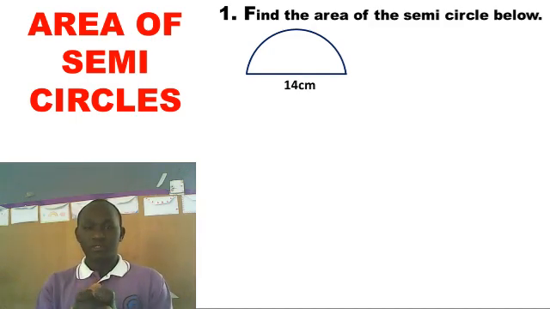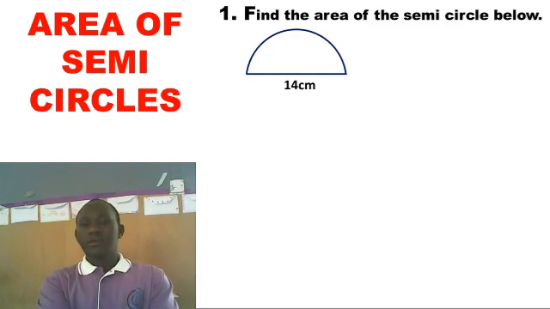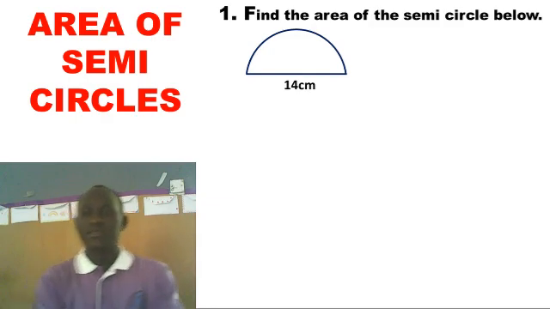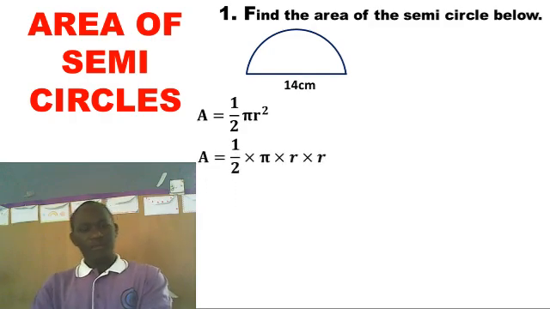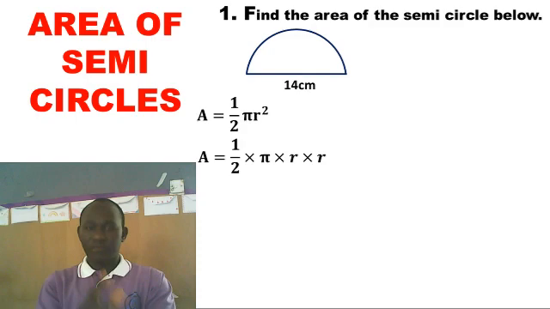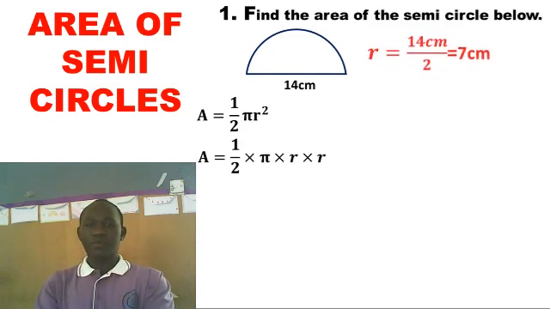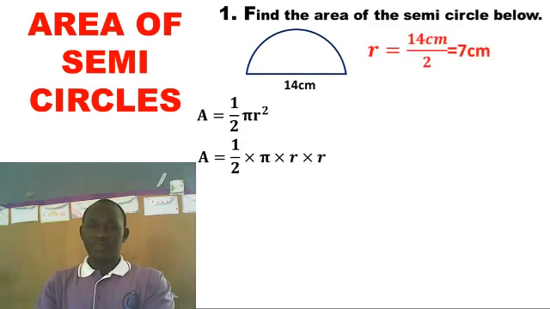But when you look at this question, we have the diameter. What does that mean? Anyway, let's first have the formula written. That is a half pi r squared. That is a half times pi times r times r. That r is standing for our radius, but 14 is a diameter. So we need first of all to get the radius, which is going to be 14 centimeters divided by 2, and there we have 7 centimeters.